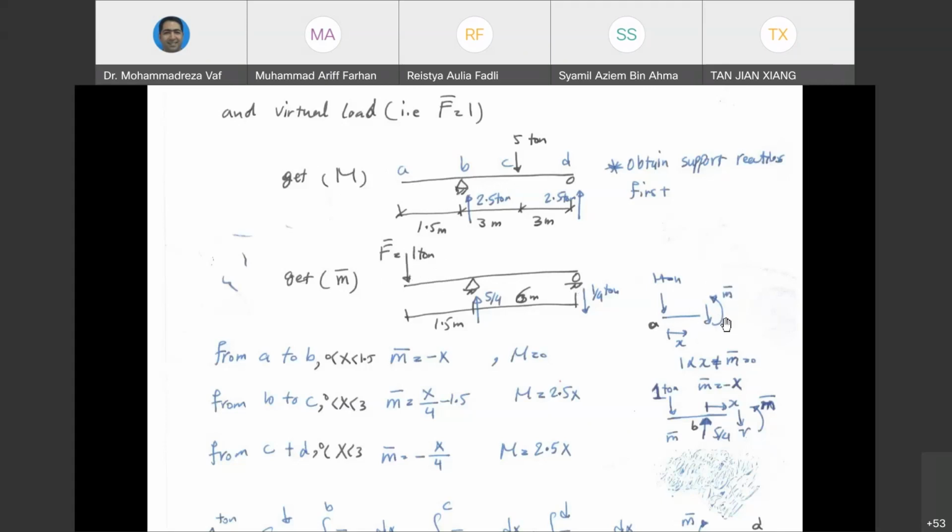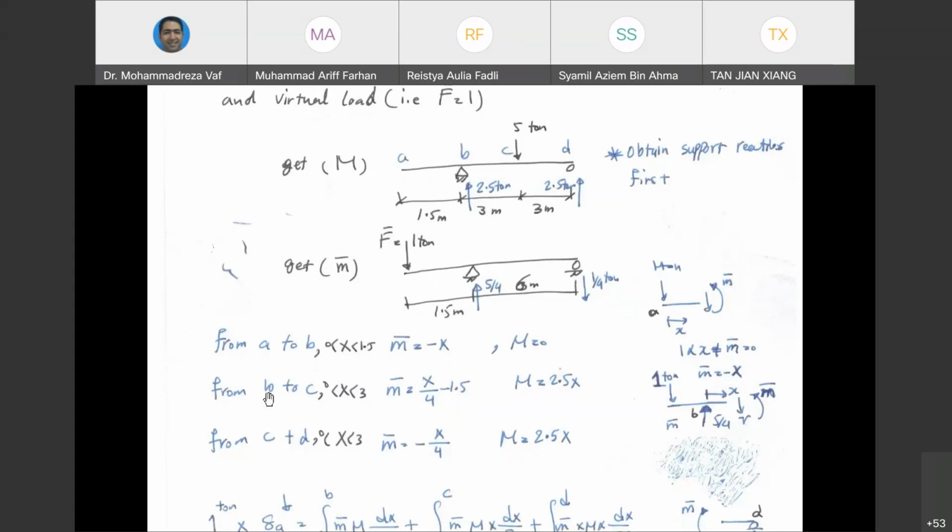And if you cut it at any section with a distance of x, you can easily see that M bar equals minus x, because 1 multiplied by x plus M bar equals 0. From there, you get M bar equals minus x. So this x is the distance from the left side of your cantilever, meaning if x equals 1, you get negative 1. x equals 1.5, you get negative 1.5. So this equation can give us the bending moment all over span AB. So we calculated for AB.